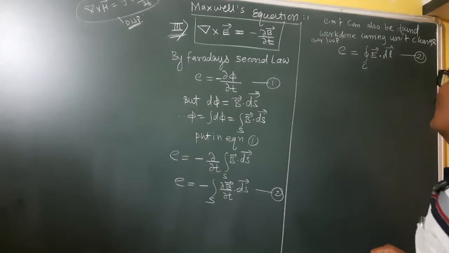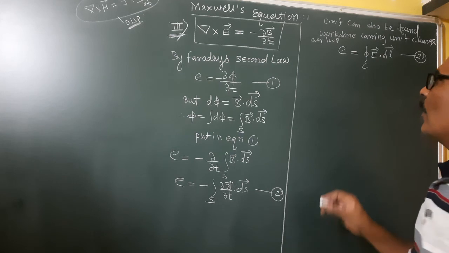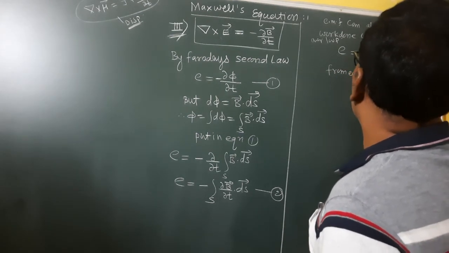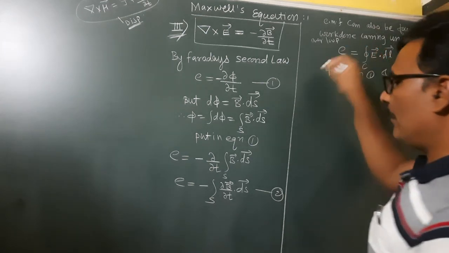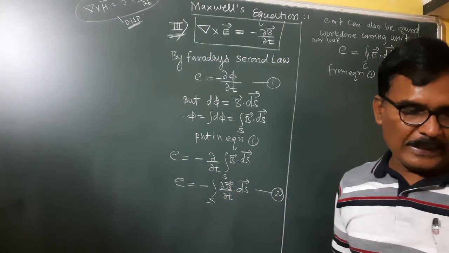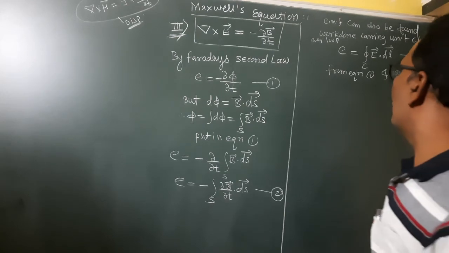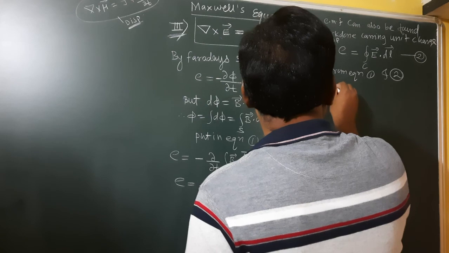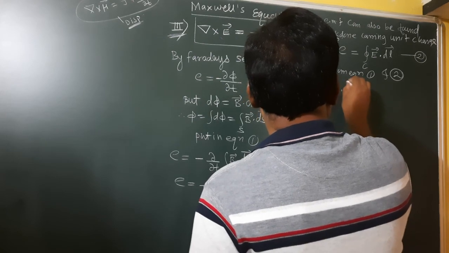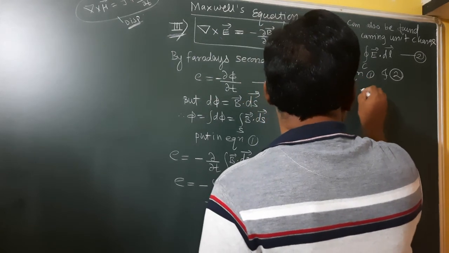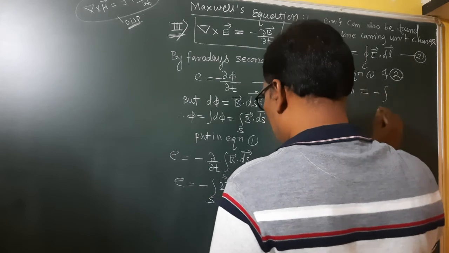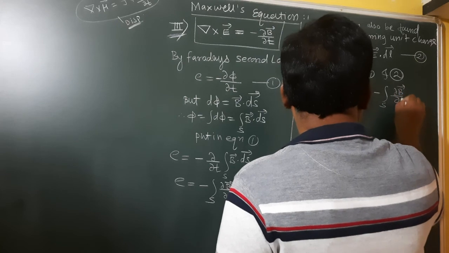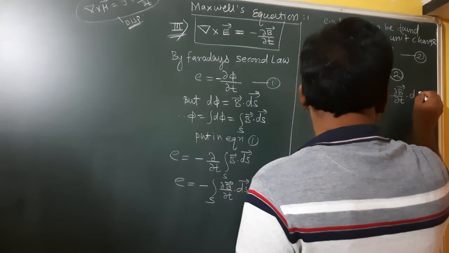That is E is equal to ∮E⃗·dl⃗. From equations 1 and 2, on the left-hand side there is the induced EMF, that is the electromotive force, and from that we can say that the line integration of E⃗·dl⃗ over the closed loop C is equal to minus the surface integration of ∂B⃗/∂t·ds⃗.